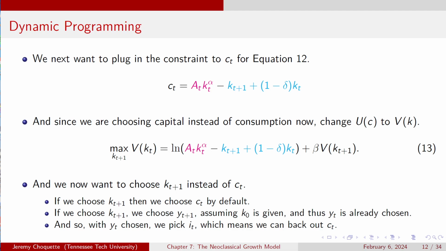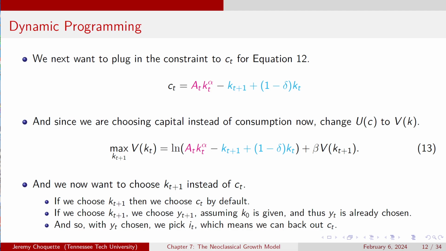So if I choose capital, let's think about this, right? You choose KT plus 1 because you can't choose KT. That was already chosen yesterday, right? You can only choose KT plus 1. So if you choose KT plus 1, you choose YT plus 1, because tomorrow's output is a function of tomorrow's capital stock. Tomorrow's capital stock was chosen today. So assuming we have K naught given, as an initial condition that we need, that means KT is given. K naught is the capital stock at the beginning of time. KT is the capital stock today, which was chosen yesterday.